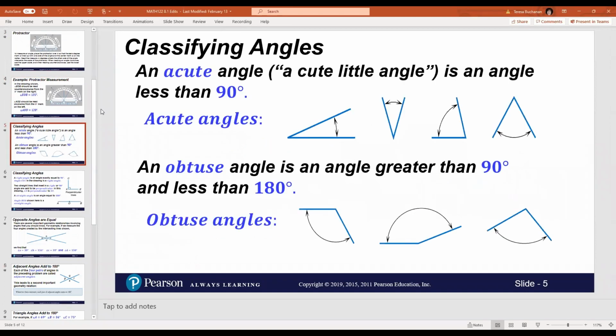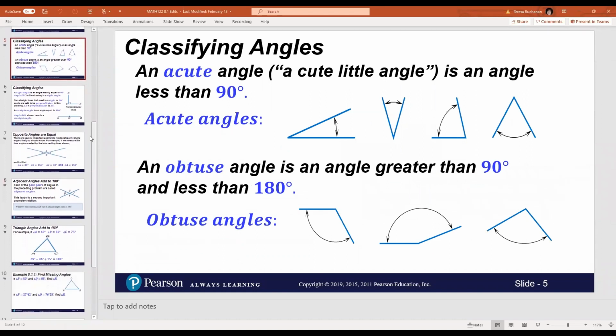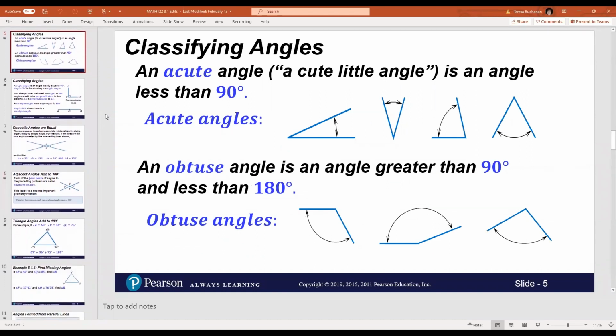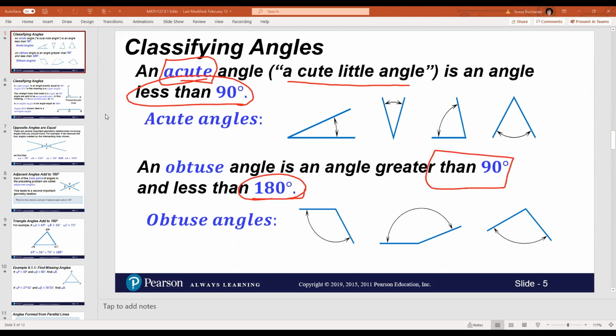So this is what we just did. Angles come in classifications. You can group angles together in a couple of ways. One is by talking about the angles themselves. So a tight angle, less than 90 degrees, we say is an acute angle. Anything less than 90 degrees is acute. Anything greater than 90 but less than 180 is obtuse.